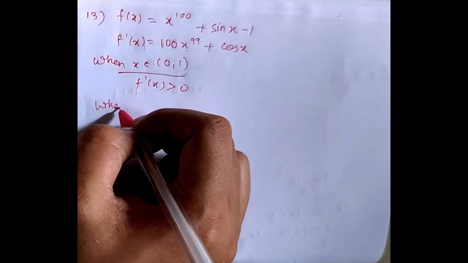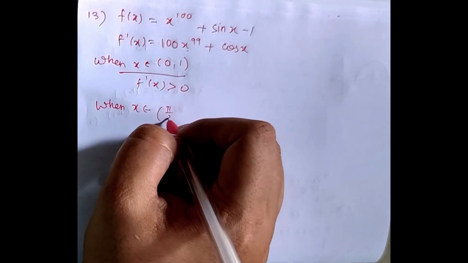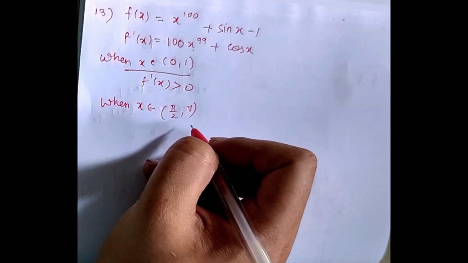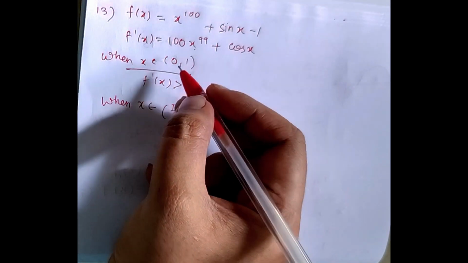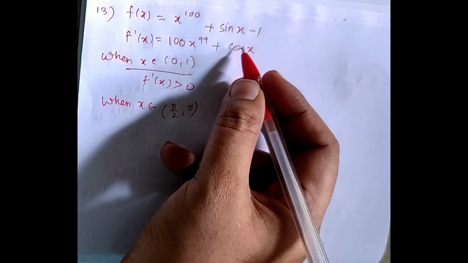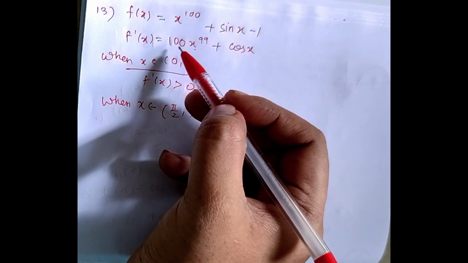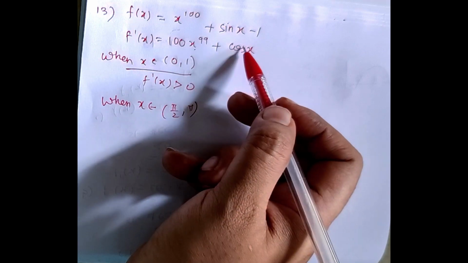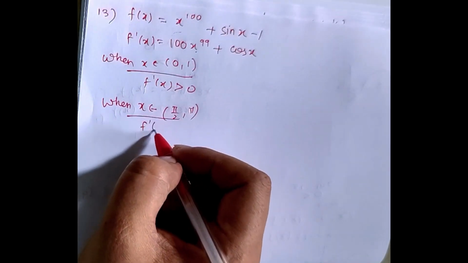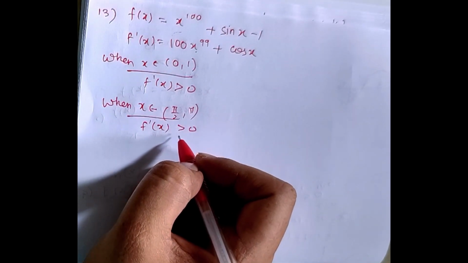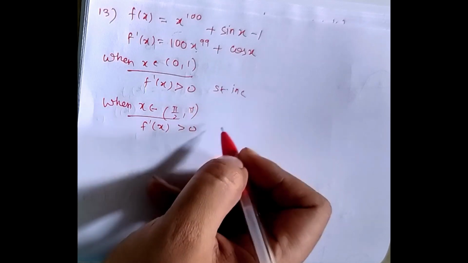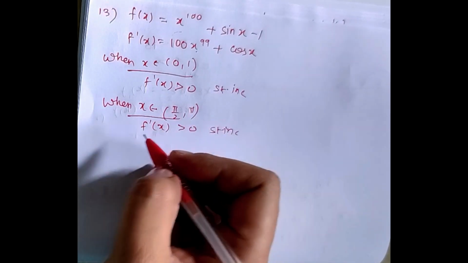And when x belongs to the interval pi by 2, pi, that is from 90 to 180, cos x is decreasing. But if you check here, cos x values are in the range minus 1 to 1, that's all. But here we have 100 into. So definitely the greater number is positive, the smaller number is negative. We get the derivative as greater than 0 again. So the function is strictly increasing on the interval pi by 2, pi.